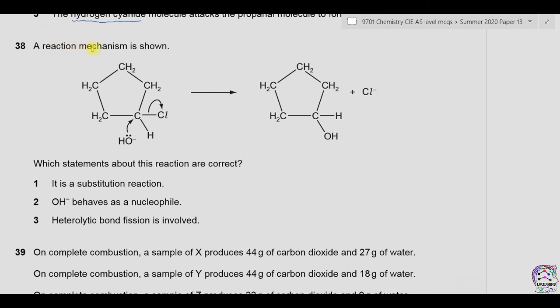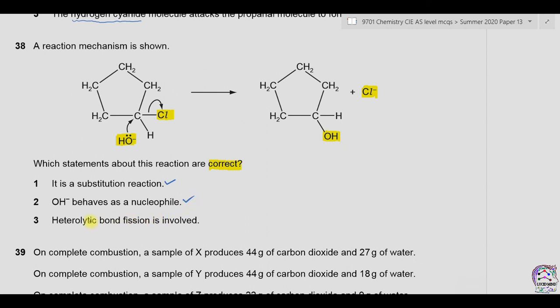Question 38, a reaction mechanism is shown. This is the reaction. Which statements about this reaction are correct? Number 1, it is a substitution reaction. Now we can see in the reaction that OH replaces Cl and Cl has been kicked out. So therefore option 1 is correct. Option 2, OH negative behaves as a nucleophile. As OH negative has a lone pair of electrons and it is attacking the partial positive carbon atom, therefore it is behaving as a nucleophile.